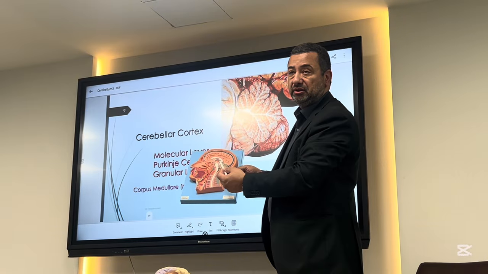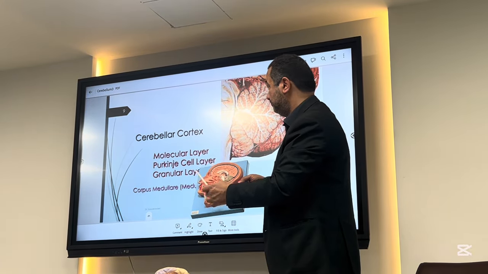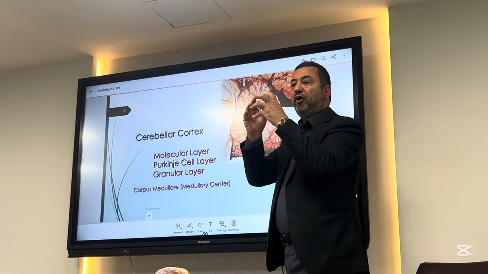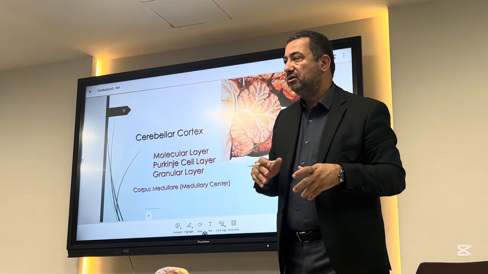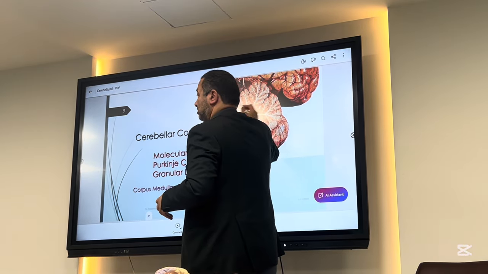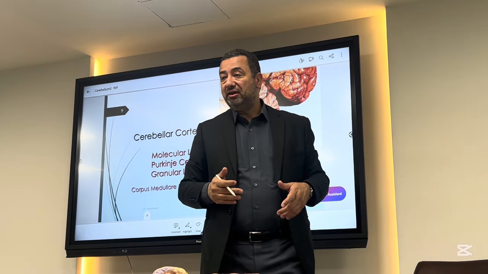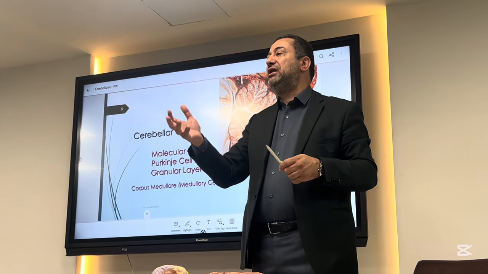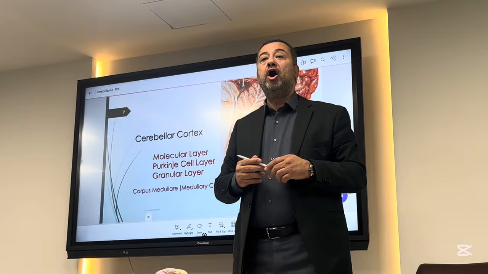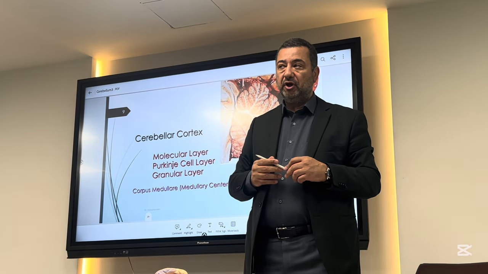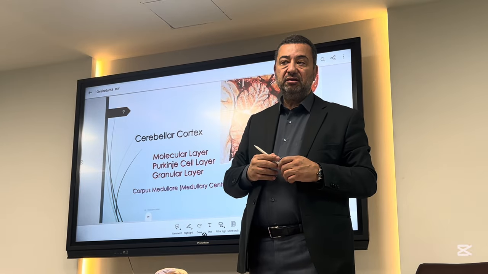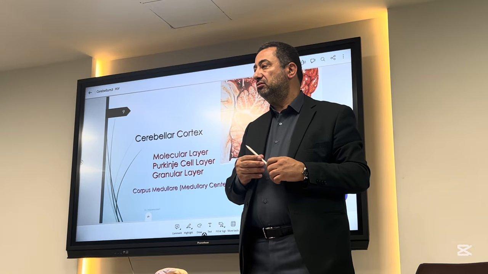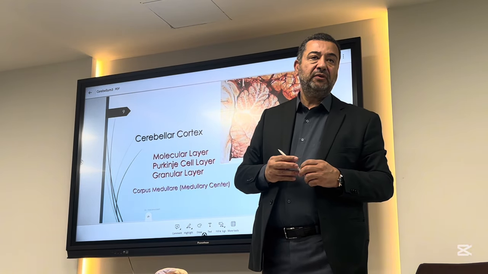The white matter in the cerebellum, between folds of the gray matter, is similar to the branches of a tree. This appearance is called shajaratul hayat or arbor vitae. Arbor means shajar, and vitae means hayat. Shajaratul hayat or arbor vitae.